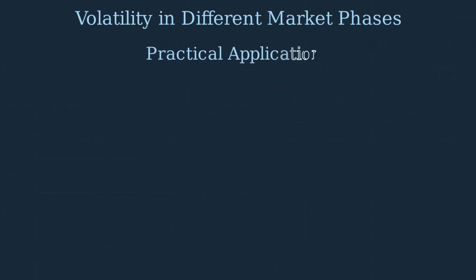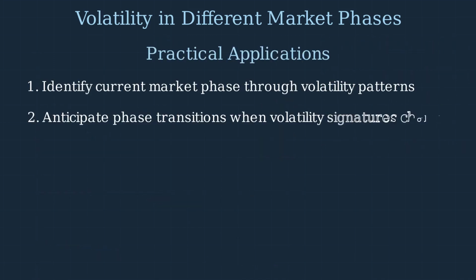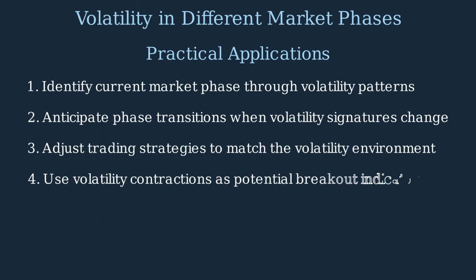Understanding these characteristic volatility signatures helps traders identify the current market phase and anticipate transitions between phases. By recognizing volatility patterns, traders can adjust their strategies appropriately and identify potential breakout opportunities when volatility contracts.